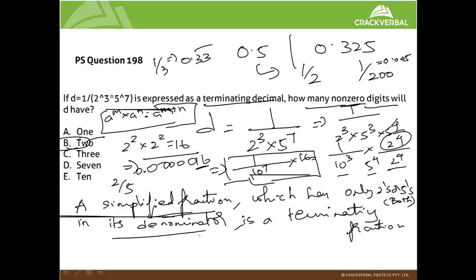So keep this in mind: a simplified fraction which has only 2's or 5's in its denominator is a terminating fraction. That's something very important. And also, to make the calculation easier, always do these small adjustments: 2 power 4 and 2 power 4, you can multiply and divide. The idea is to make the denominator tens, because that will give us zeros, which is easier for us to convert to a decimal. So 2 power 4 is 16, giving 0.0000016. So 16 is the two non-zero digits, so the answer has to be B. Hope this is clear. Thank you.